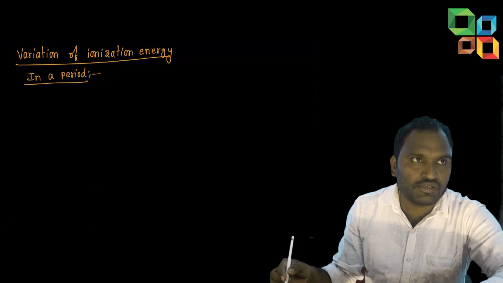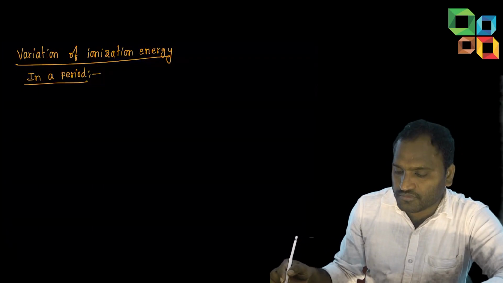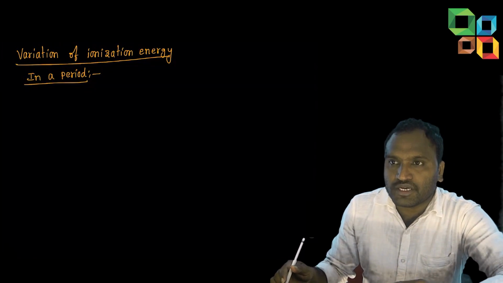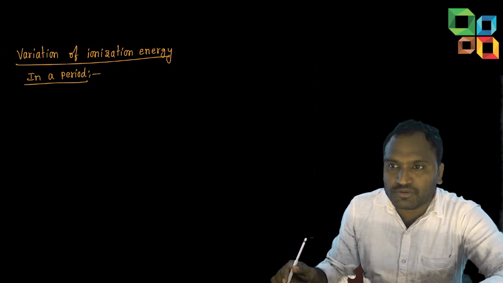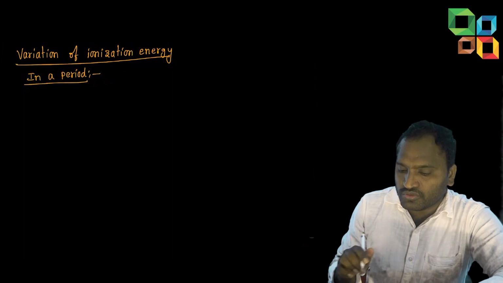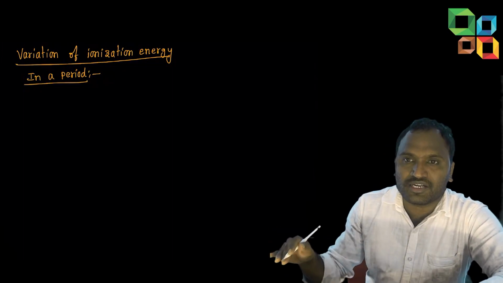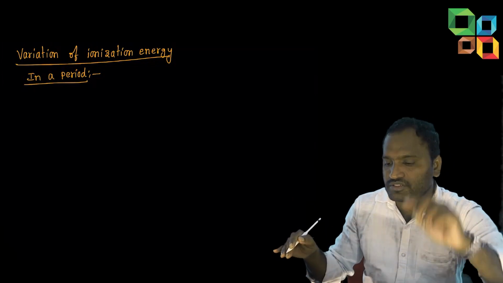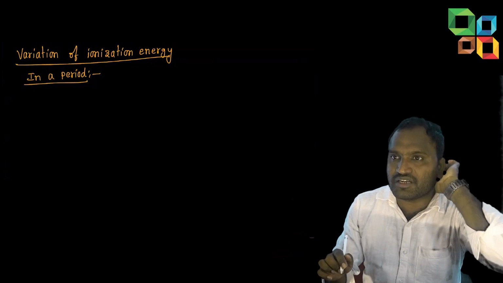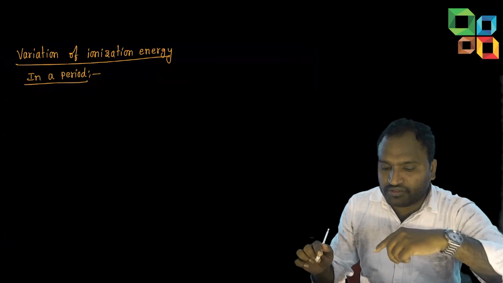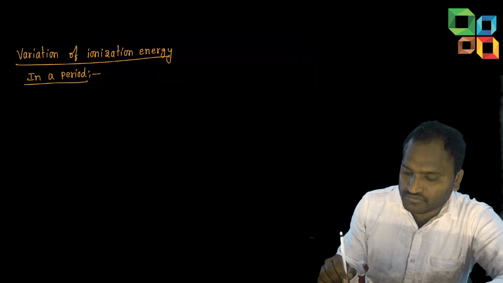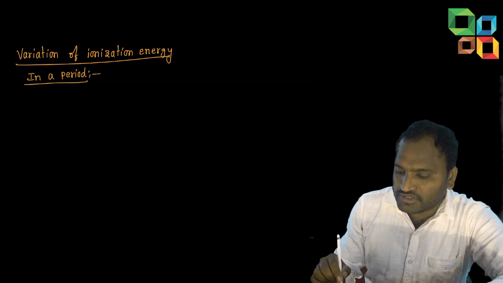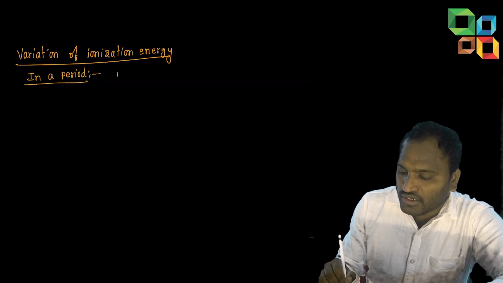Ionization energy in a period. See, students, I told you atomic radius is inversely proportional to ionization energy. So across the period, atomic radius decreases. Atomic radius decreases means ionization energy increases. But there are some exceptions. I already gave the factors, so I am not going to explain it again. I'll just give the points.